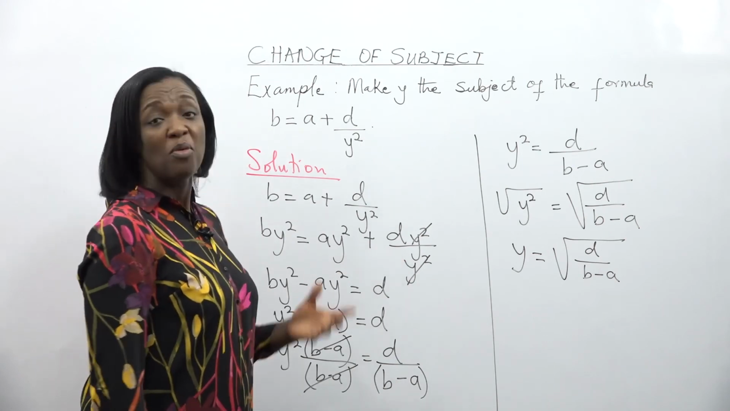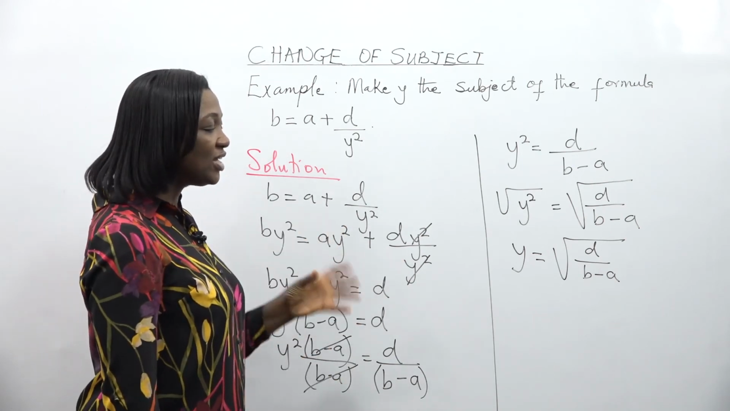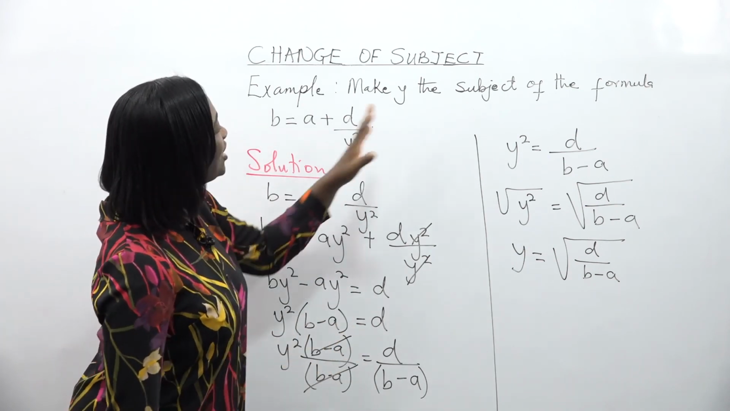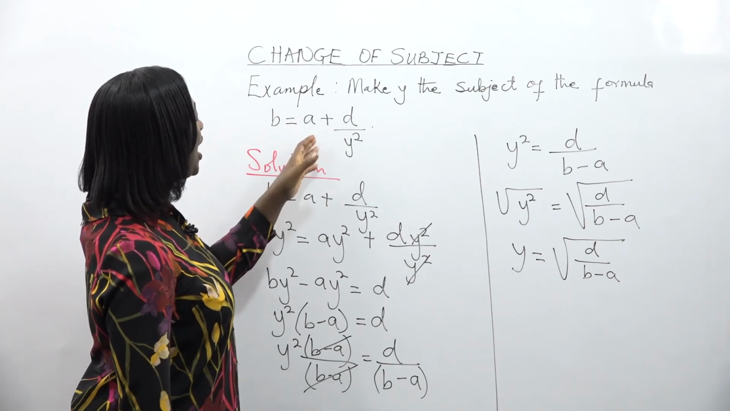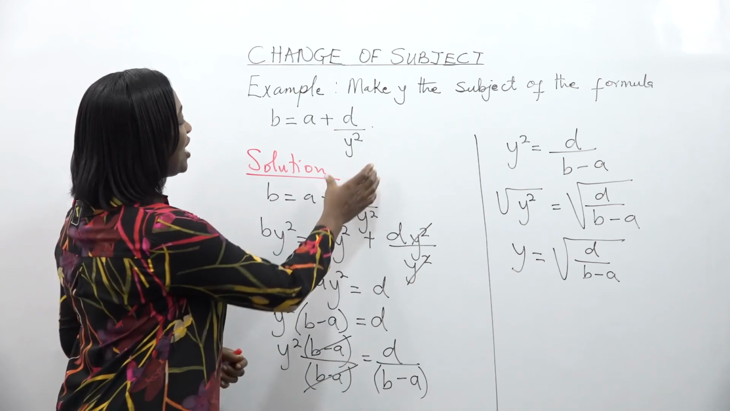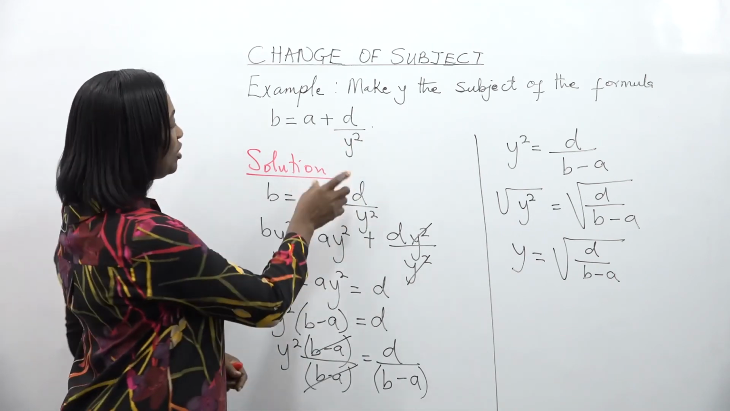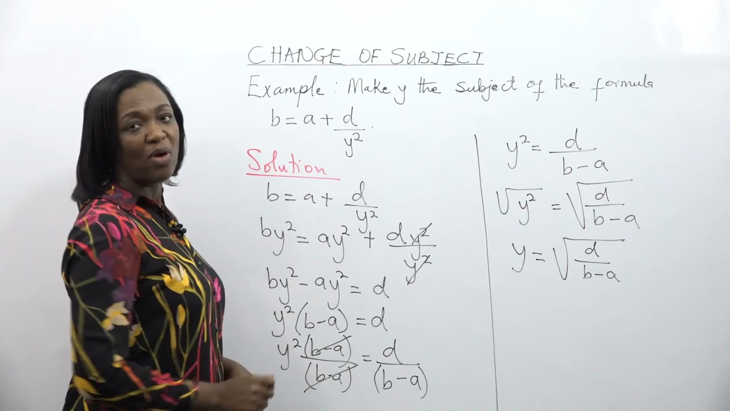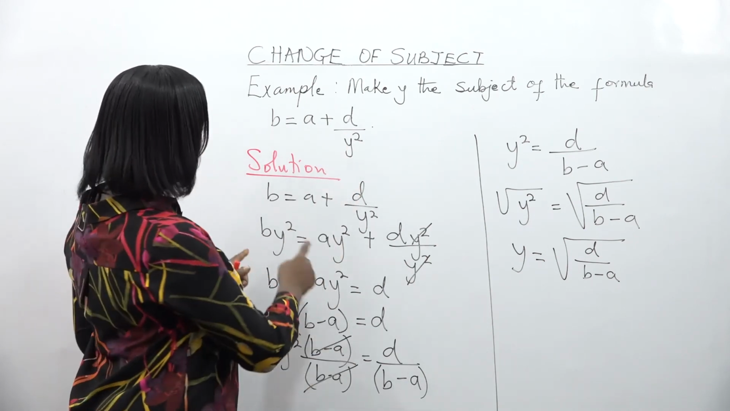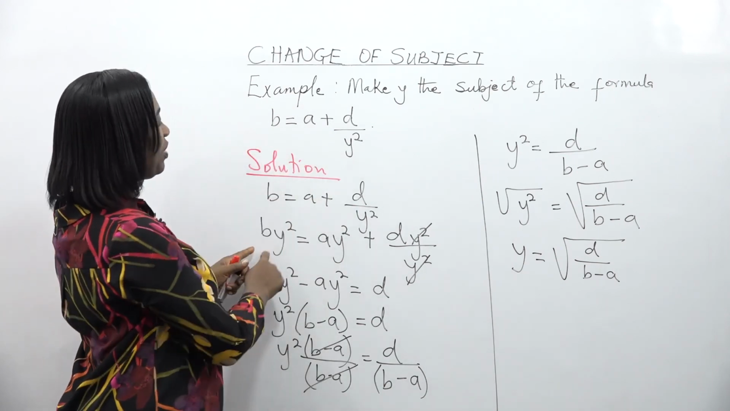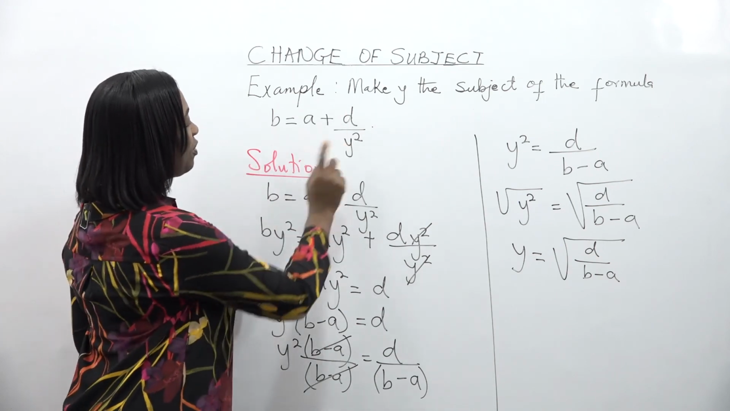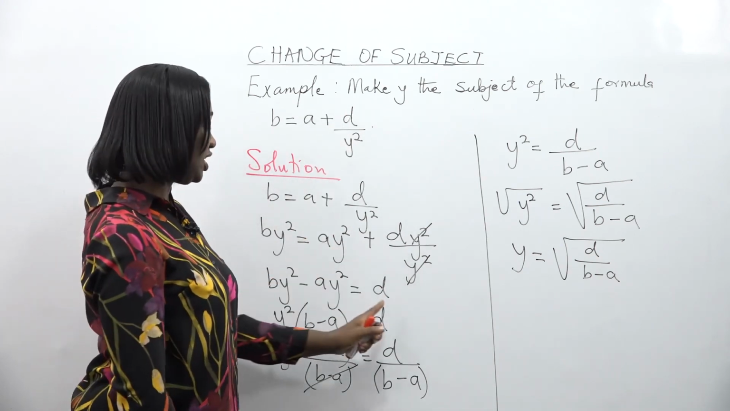Having done that, most students find this a little bit confusing. So let's just go over it again. We want to make y the subject of this formula. b is equal to a plus d over y squared. So the first step is to eliminate the y squared from the denominator. And to do that, you multiply each term by y squared, so it cancels out from under the d. By doing y squared times b is by squared, y squared times a is ay squared, and d over y squared times y squared gives us d.